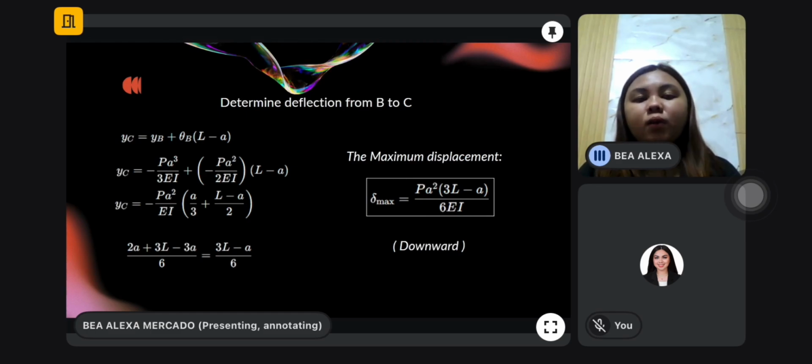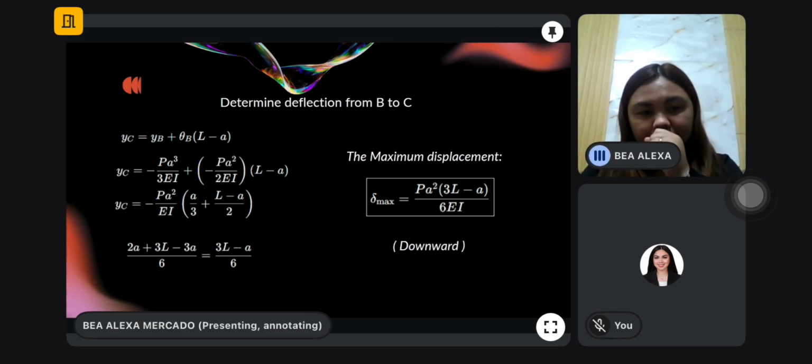If we factor out, y C equals negative P a squared over EI times the quantity a over 3 plus L minus a over 2. Simplifying inside the parentheses, 2a plus 3L minus 3a over 6 equals 3L minus a over 6. Thus, the maximum displacement equals P a squared times the quantity 3L minus a over 6EI.